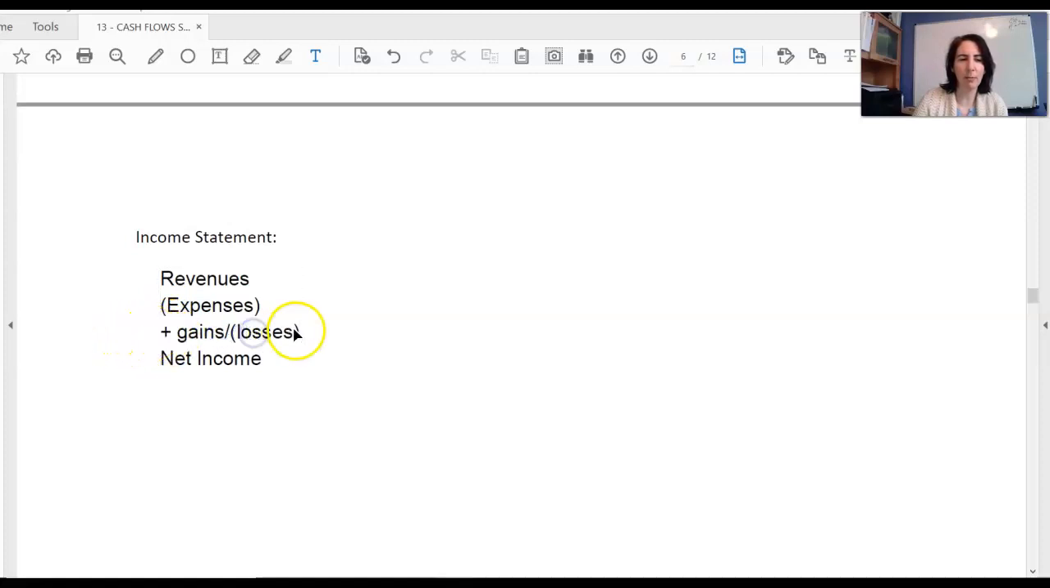I'd like this to be underlined, but I don't think it's going to let me. Oh, maybe I'll draw it. Can't not have this be underlined. All right, revenues minus expenses plus or minus any gains or losses, and it gives you net income, right? That's what you're used to seeing.